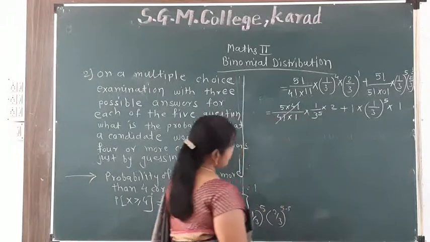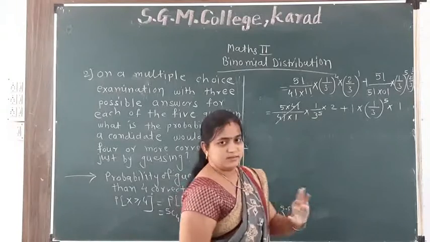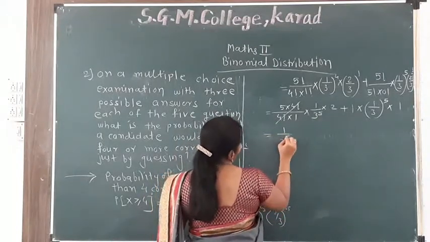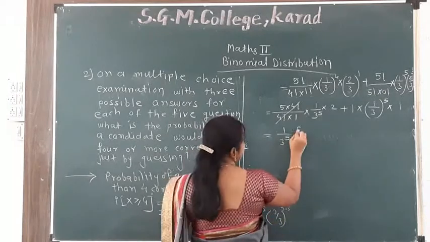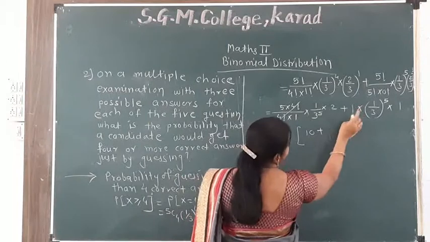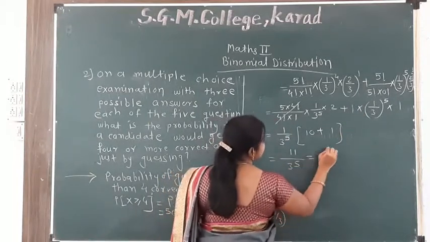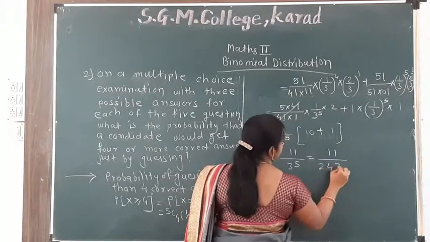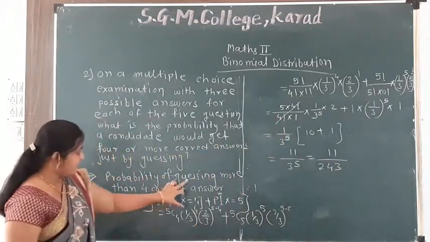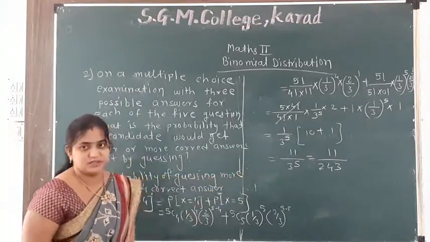Here 1 upon 3 raised to 5 is a common term, take it outside. Inside the bracket 5 multiplied by 2 is 10, plus the remaining 1. So your answer is 11 by 3 raised to 5, which is 11 by 243. So the probability of guessing 4 or more correct answers is 11 upon 243.